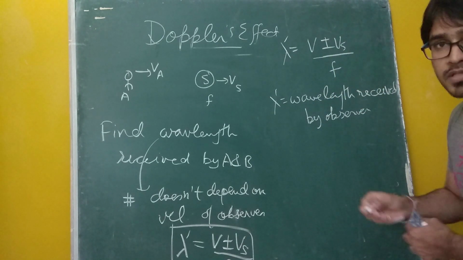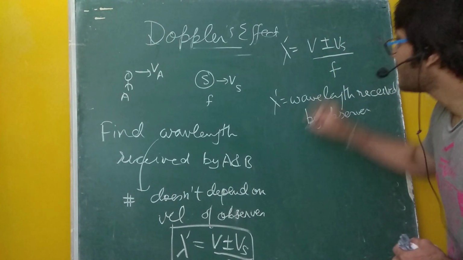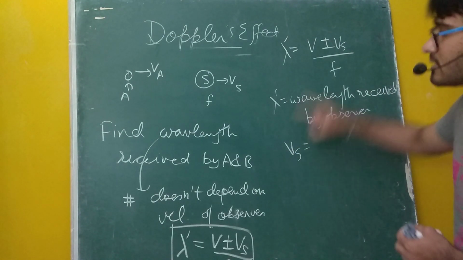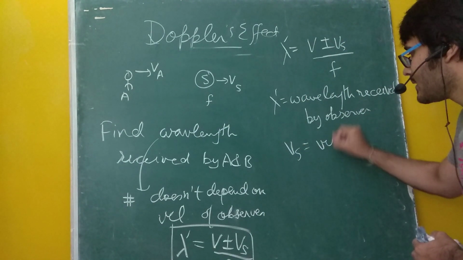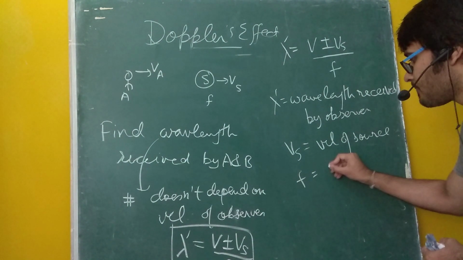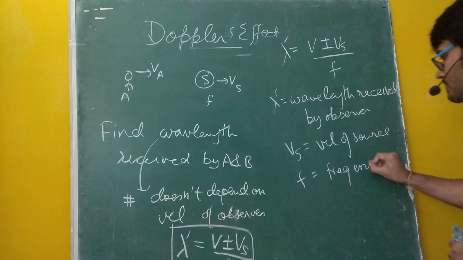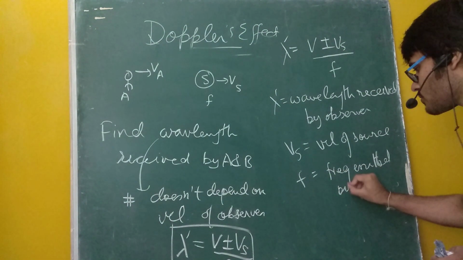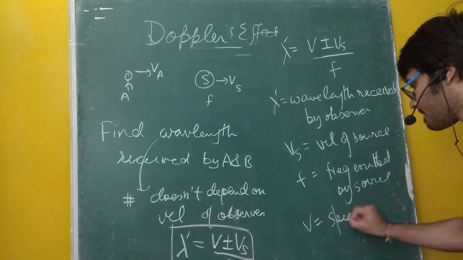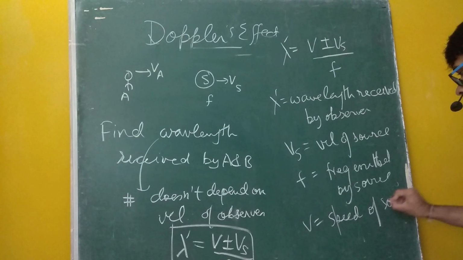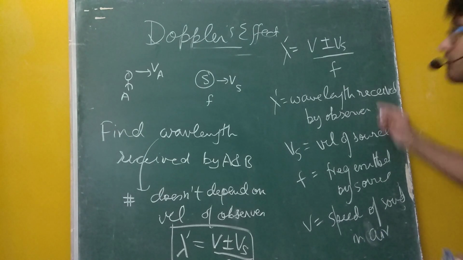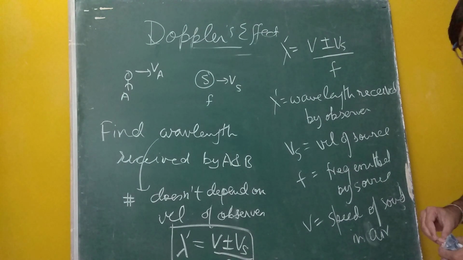V is obviously the speed of sound in air, we very well know it. Vs is the velocity of source. This formula, as we can see, does not include the velocity of observer. F is the original frequency, the frequency emitted by the source. And obviously this V is the speed of sound in air. That means if wind is there, this will become V effective, which we very well know how to do.